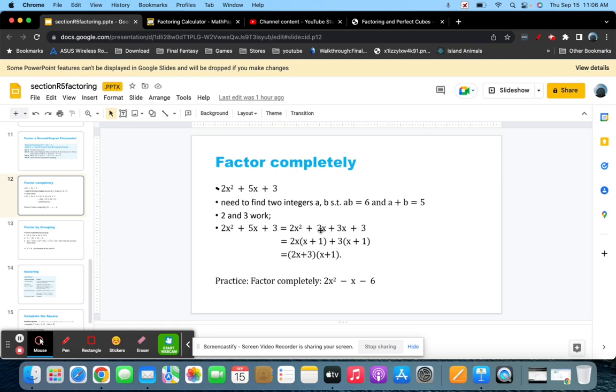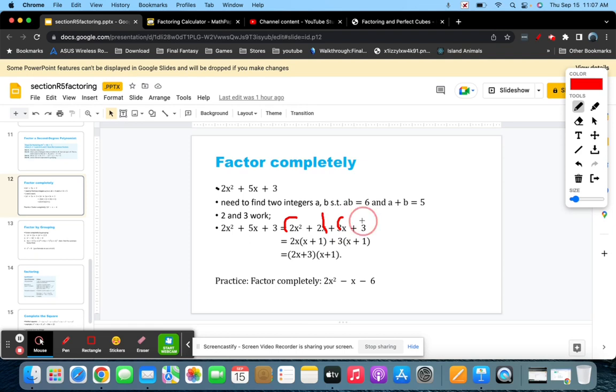2x squared plus 2x plus 3x plus 3. When we group it, I can factor out a 2x from both of these. That's here. On this one, I can factor out a 3, that's here. And I'm left with x plus 1 on both of them. And so we just do the reverse distributive property sort of thing, and we pull out our 2x plus 3. And we're left with our common factor of x plus 1 there.